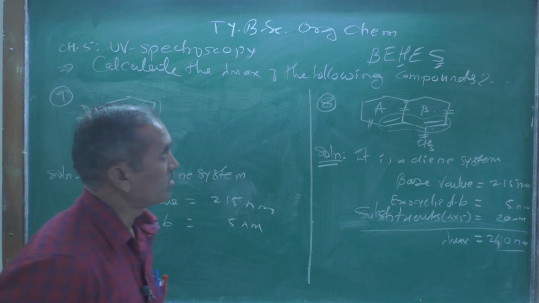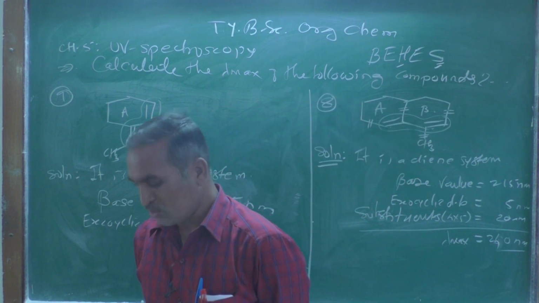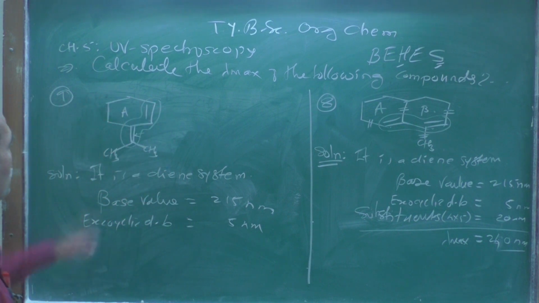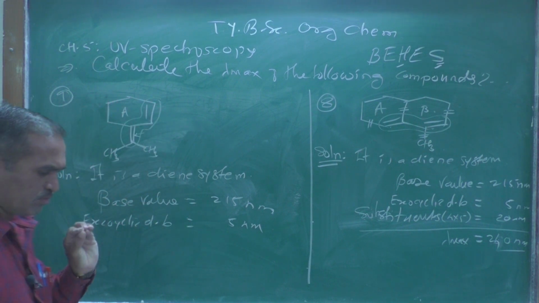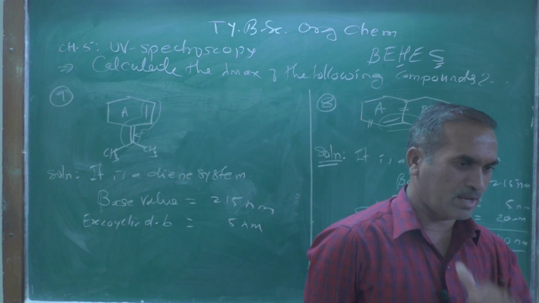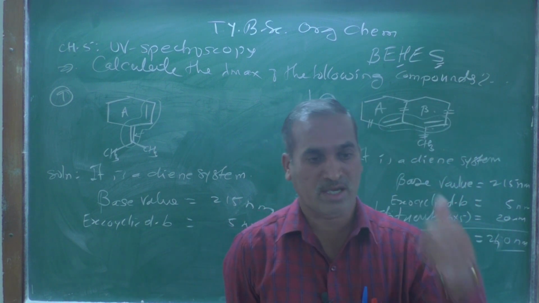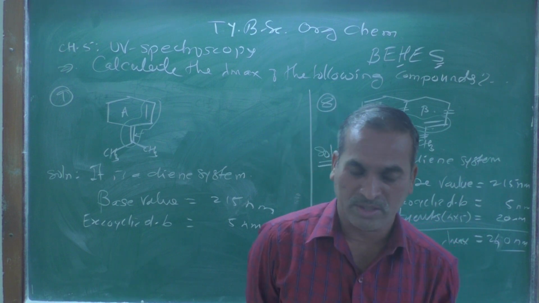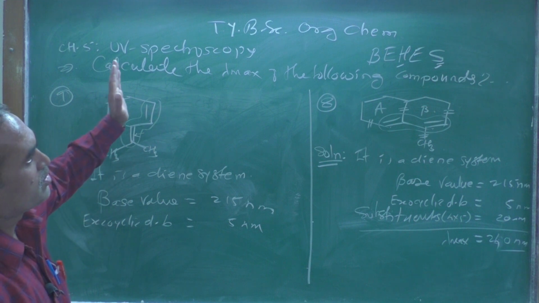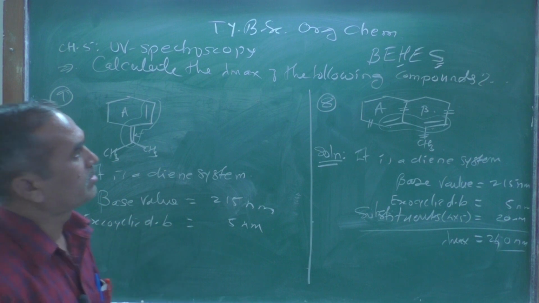And next one is homoannular. Does this compound contain a homoannular system? No, there is no homoannular system. As we know, a homoannular system means both carbon-carbon double bonds are present in the same ring, and if they are in conjugation, then we can call it a homoannular system. But in this particular compound there is no homoannular system, so no need to write it here.